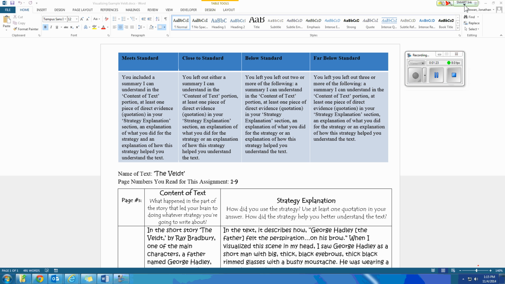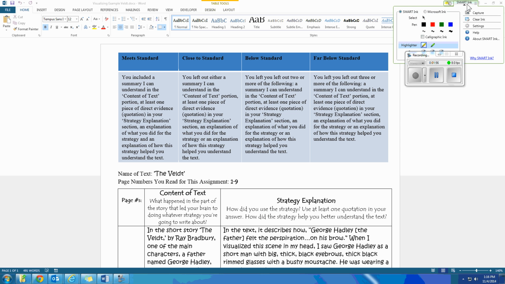This rubric is going to be the same every single time, but I'm going to review it for each one. So what you need to do: you included a summary I can understand in the content of text portion. This summary should just relate to whatever you're going to do in the strategy. You're not writing a summary about the entire text. You're writing a summary just of that portion of the text that led you to doing this strategy. In this case, summarize the portion of the text that led you to visualize.